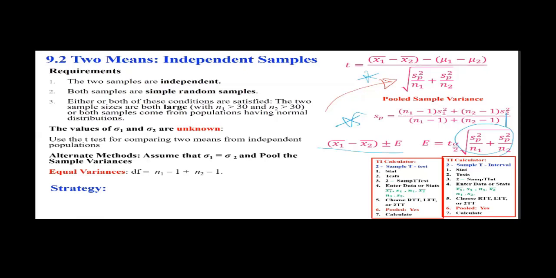However, the strategy is we don't assume this. We're going to go with that if it says they have equal variances. So normally, sigma 1 and sigma 2 are missing. Normally, we don't know anything about the variances either, and therefore we don't assume equal variances. Here's another example.